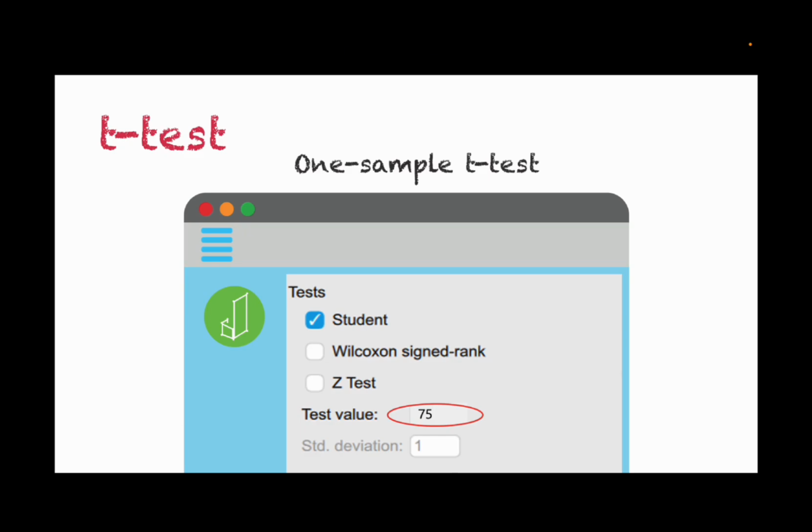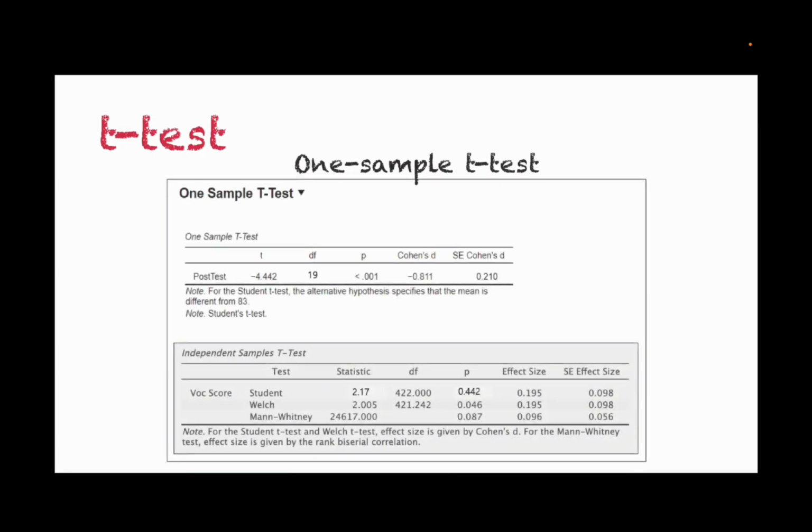If the Shapiro-Wilk p-value is, say, 0.221, that means the sample data is normally distributed and you can proceed. Let's say the test result shows T19 equals 2.17, p equals 0.042. Since the p-value is below 0.05, you can say the student's average score of 78 is significantly higher than the expected score of 75. Wow, I think I finally get it.